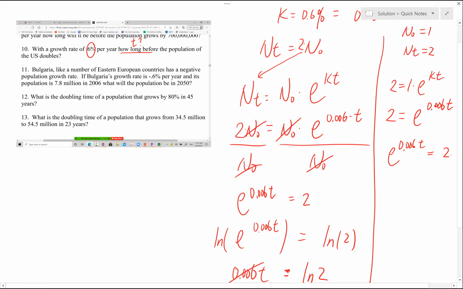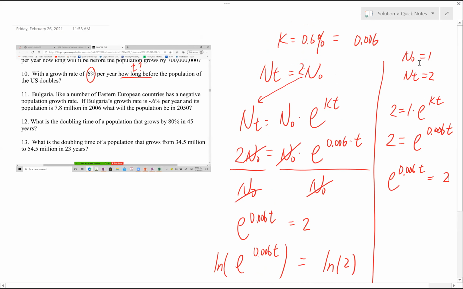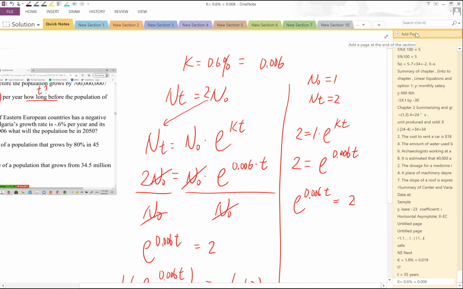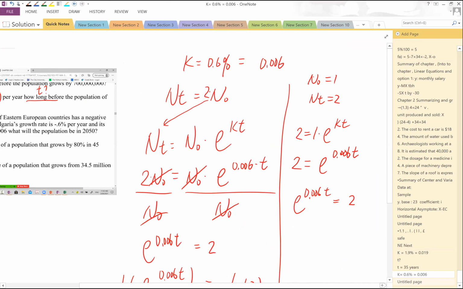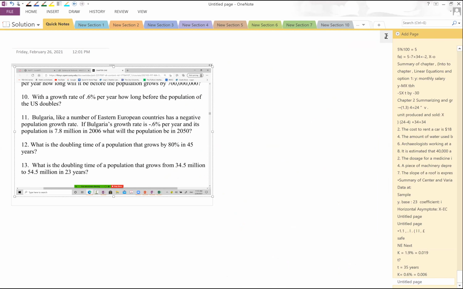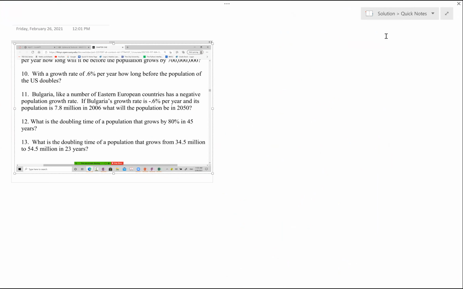Yeah. Okay, thank you. Okay, no problem. Definitely, you can always make the assumption n0 equal to 1, then nt becomes 2 units, because it's doubling. If it's tripling, then nt becomes 3 units of n0. But that's a very good concern. Okay, and then here let's look at the last question, question 12. What's the doubling time of a population that grows by 80% in 45 years?